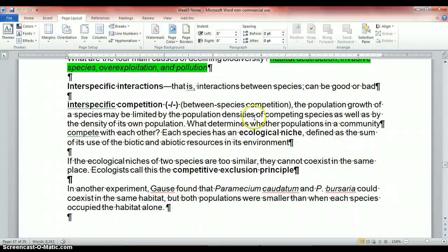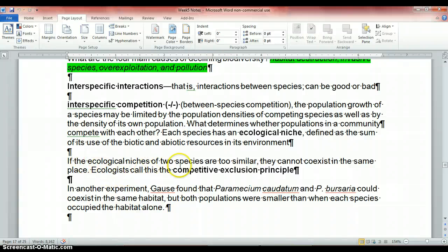Each species has an ecological niche. You can say niche, niche, whatever you like. I like niche. It makes me happy. It's defined as the sum of its use of the biotic and abiotic resources in the environment. So it has a certain role that it plays in the ecosystem. So what happens if you mess up its role, or someone else wants to take it?